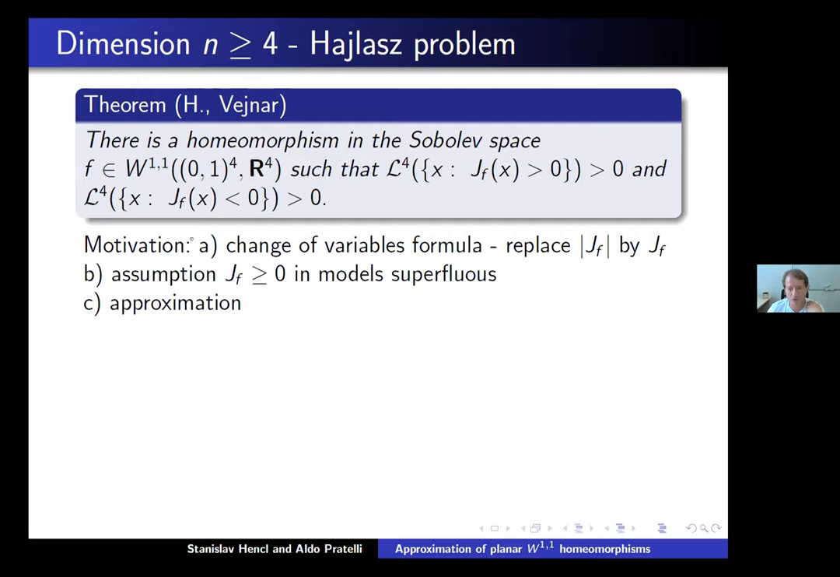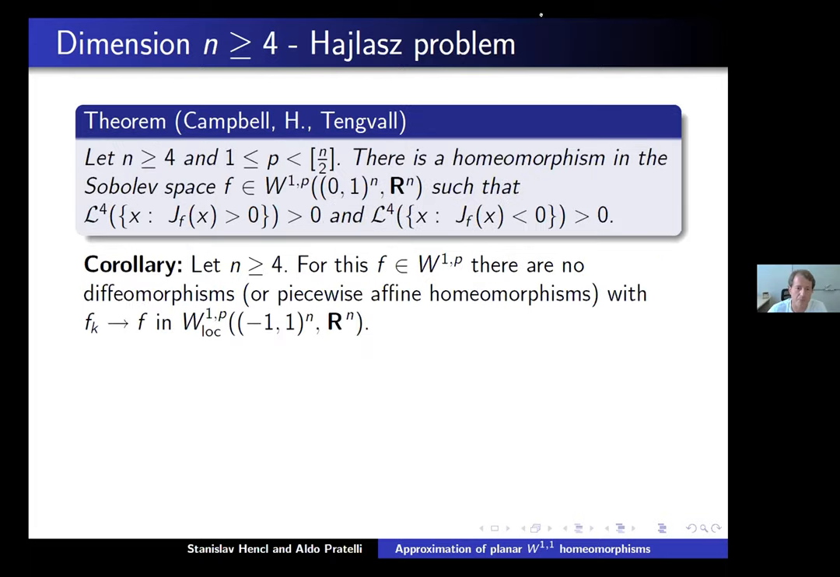Also, if you talk about models of nonlinear elasticity, people always assume that the Jacobian doesn't change sign. What we would like to say is that, at least for homeomorphisms, as soon as you know that your mapping is a homeomorphism, this is something you can assume without loss of generality. And in a minute, we will see that it has some nice application in approximations. Later, we generalized it for other values of p. So for any p smaller than the integer part of n over 2, so in dimension 4, for any p between 1 and 2, it is possible to find a homeomorphism in the Sobolev space such that the Jacobian is changing sign.